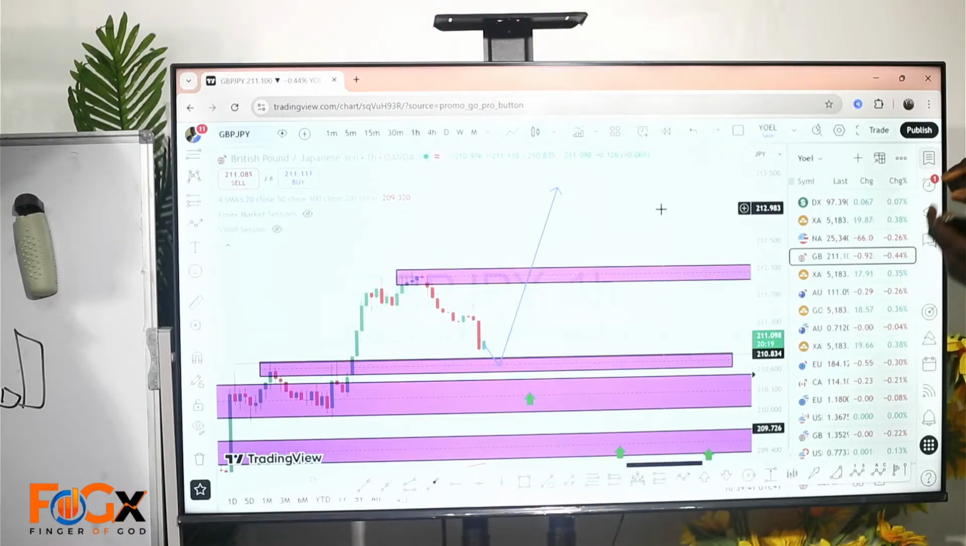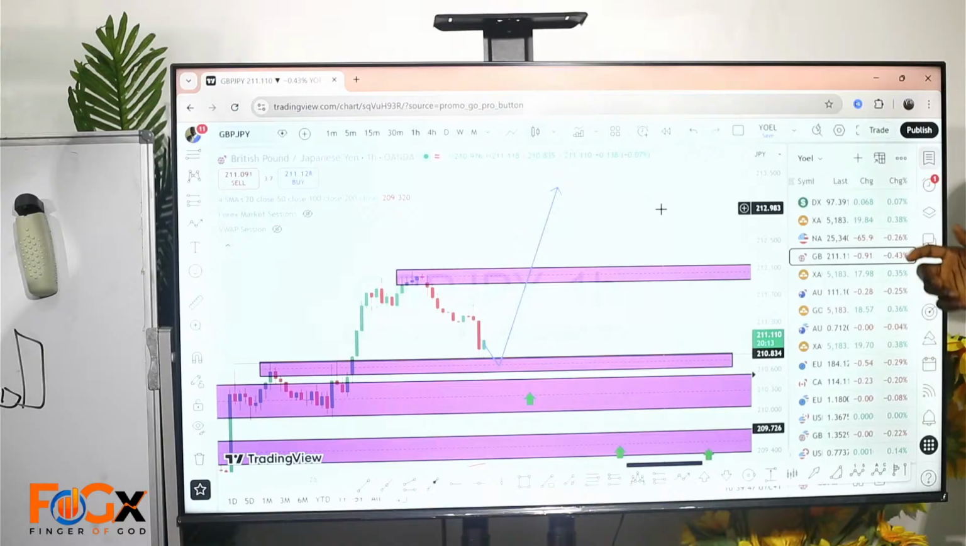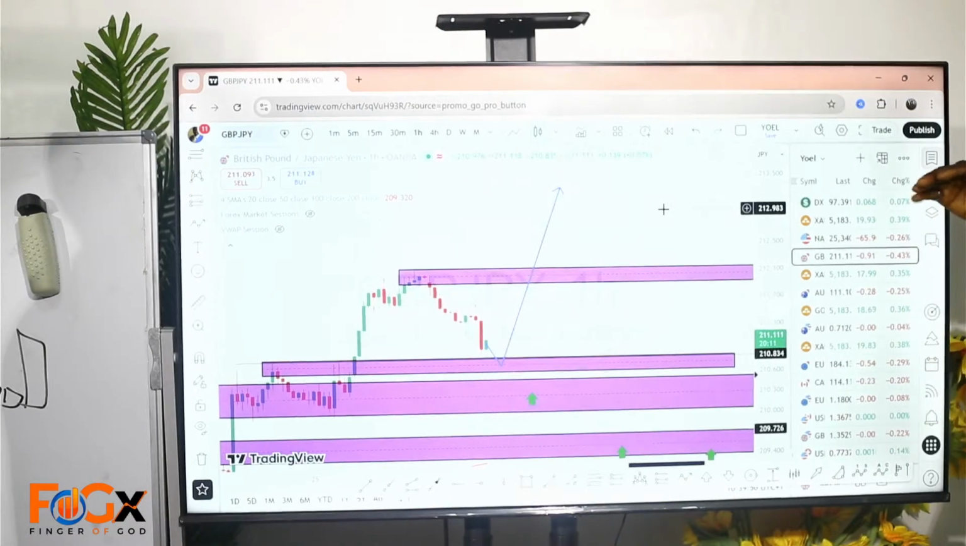I'll look for a way to map out a new key zone on the lower time frame, just to be sure that this particular place is where I can enter. So I can't buy on the higher high. I can't just ride it like that. I have to make sure it retraces a bit far.